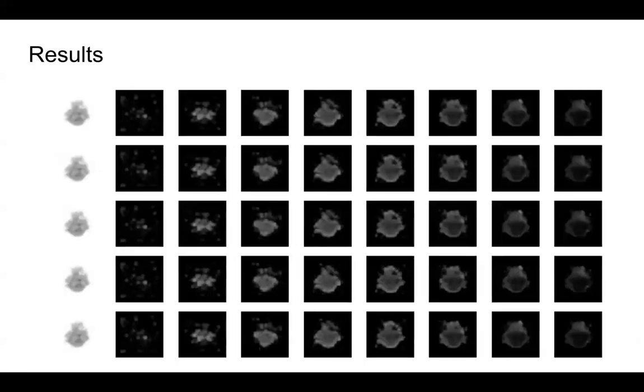And here are additional results. I performed the optimization process using 5 sensors, but the previous slide only showed images from the first sensor. So here the 5 rows correspond to the 5 different sensors.